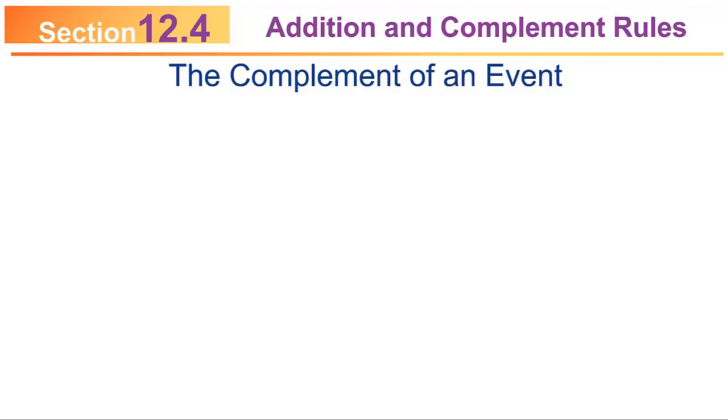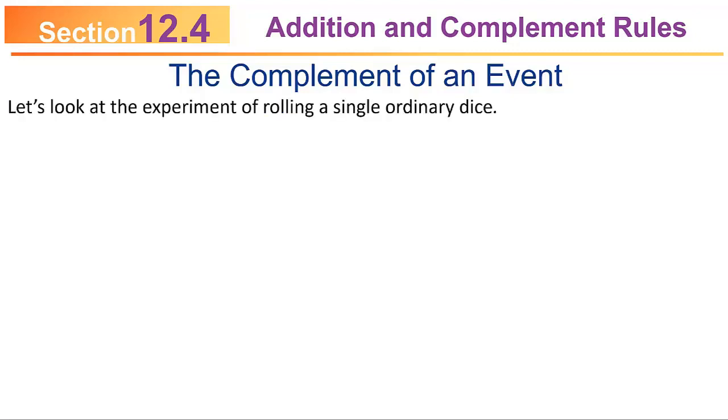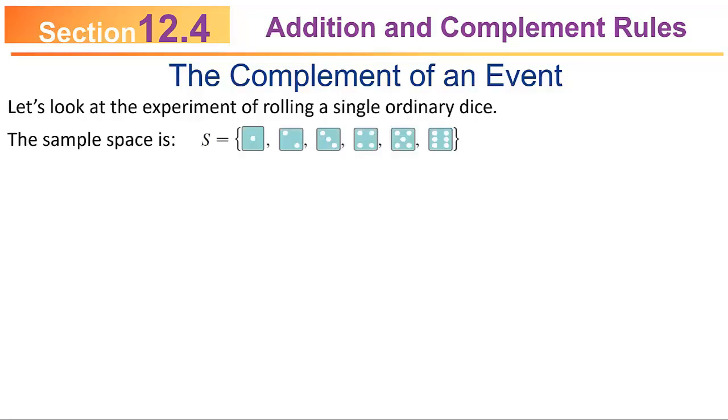Let's go to the complement rule that we introduced in our toolbox at the beginning. The complement of an event. Let's take an experiment where we're rolling a single ordinary die. The sample space obviously is going to be either 1, 2, 3, 4, 5, or 6.